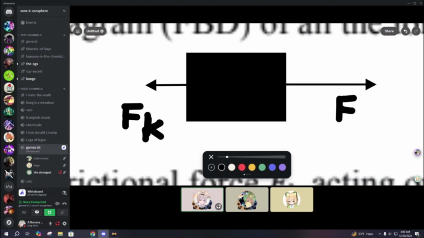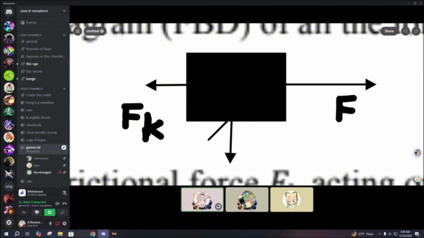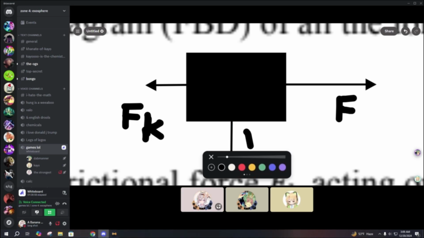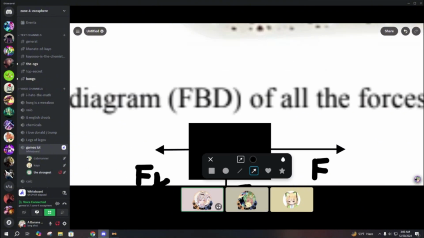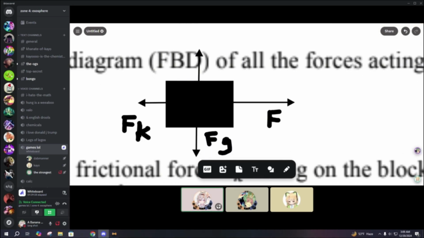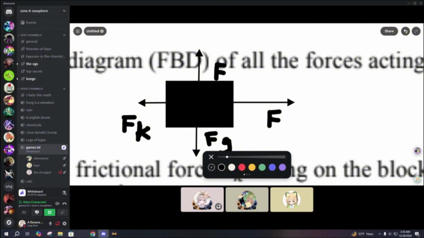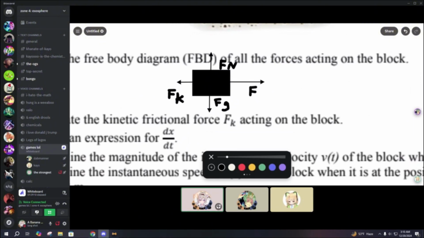Now I need to draw Fg because it's on the surface, so it's going to exert its weight. And then I draw Fn, the reaction force, which is equal to that. Yeah, so that's my free body diagram.